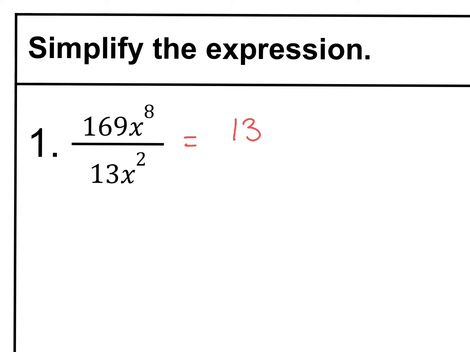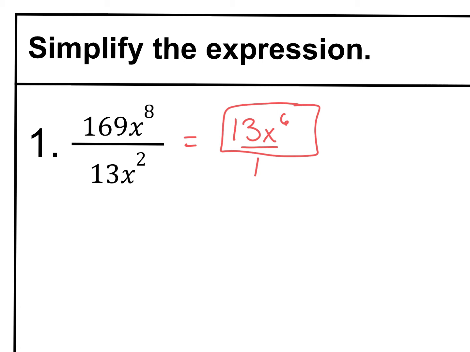And then we have x to the 8th over x squared. Are those the same base? Yeah, what can we do with those exponents? Subtract them. So that just becomes x to the 6th. And that's it. I would take 13x to the 6th for that answer, or 13x to the 6th over 1. Whichever way you wrote it, I don't care. Okay, they mean the same thing.